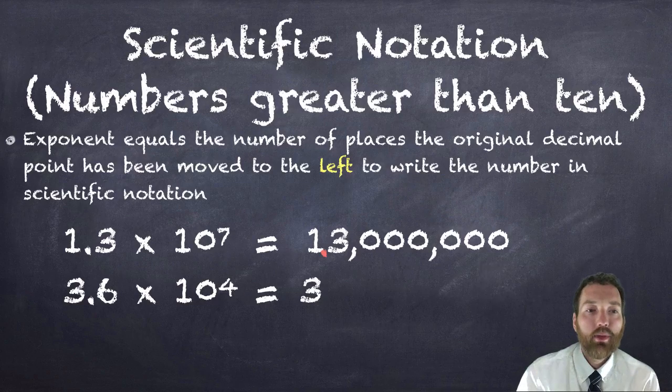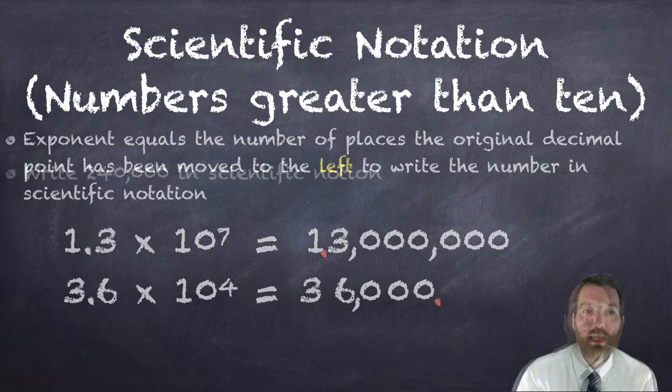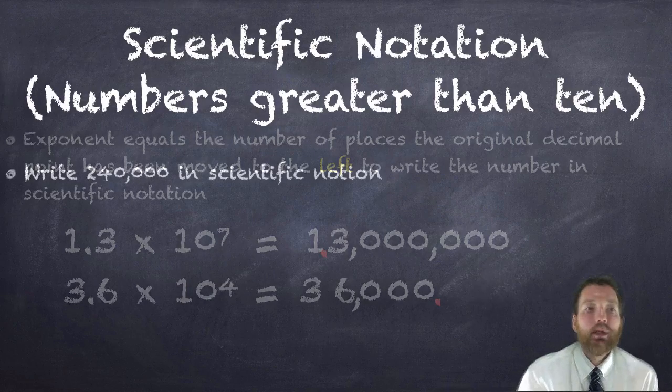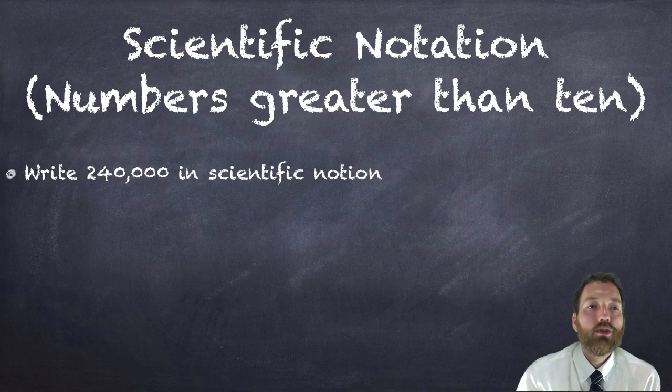For our next example, I have 3.6 times 10 to the 4. If I have the 3.6, and I just move that decimal point, this time to the right, 1, 2, 3, 4 places, I get 36,000, which is the same as 3.6 times 10 to the 4. So you try this one. Let's take the number 240,000 and turn that into scientific notation.